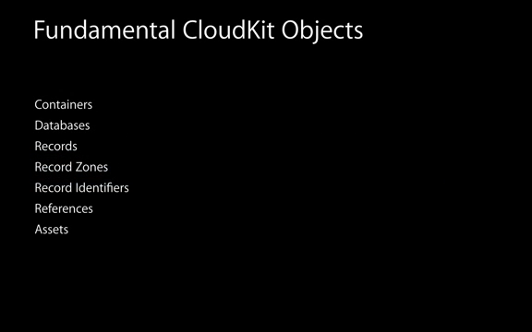So these are the fundamental objects in CloudKit. The first thing you talk to is a container. Within a container are two different databases. Databases contain records. Records are wrapped and grouped within record zones. You identify a record via a record identifier. Records are related to one another via references, and large bulk data is transmitted to and from CloudKit via CKAssets.